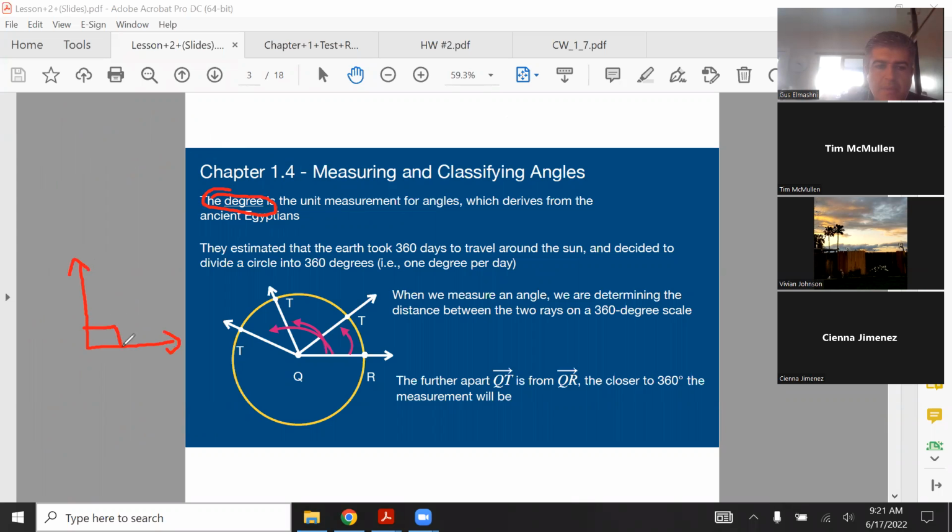So this right here, does anyone want to tell me what I just drew? You can type in the chat, or you can just speak in your microphone. What did I just draw? Angle. Totally a right angle, exactly. And it's 90 degrees.